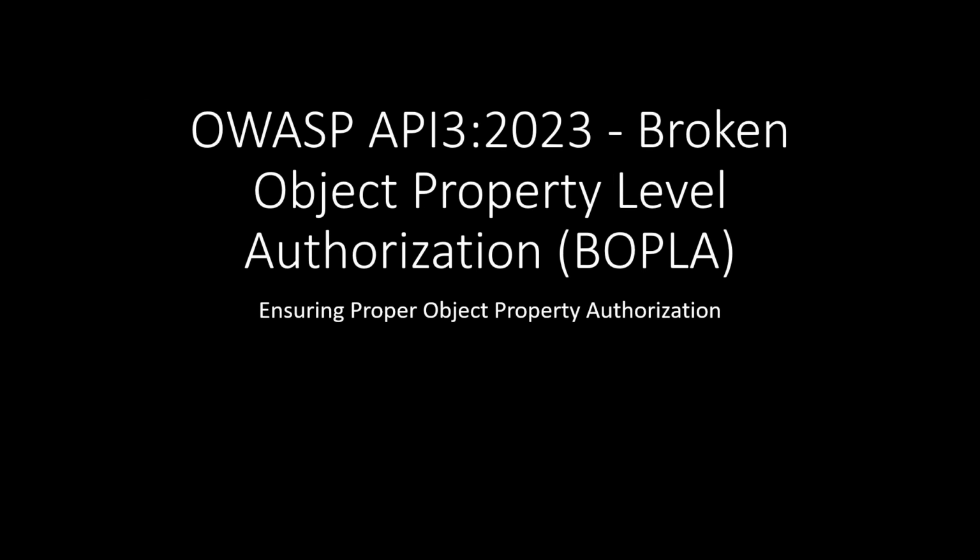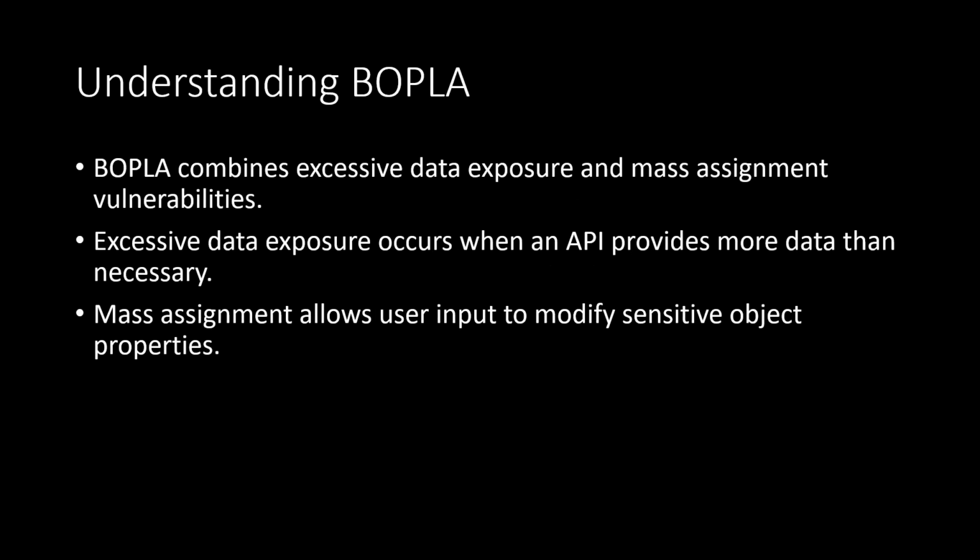Let's talk about broken object property level authorization, or BOPLA, which is number 3 on the list. We will dive into this critical vulnerability and discuss how to prevent it. BOPLA, or Broken Object Property Level Authorization, is a vulnerability that combines two issues: excessive data exposure and mass assignment.